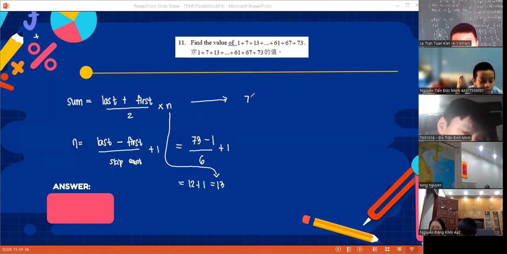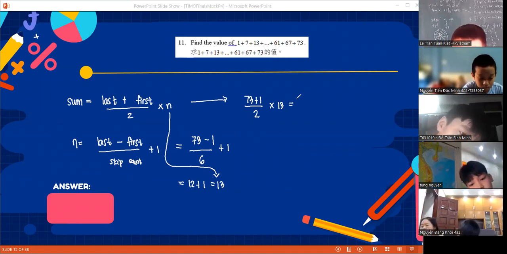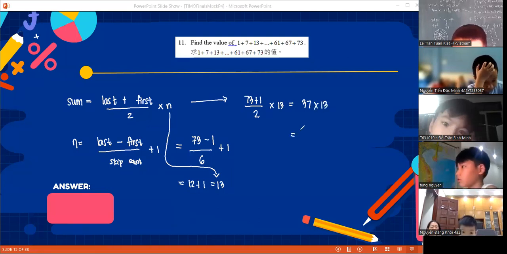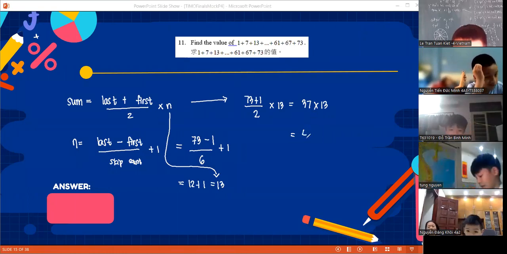This will now become 73 plus 1 divided by 2 times 13, okay? So this is 74 divided by 2, which is 37. You will get 37 times 13. Okay? So your 37 times 13 would be equal to 481 po yung sagot. This is our answer.